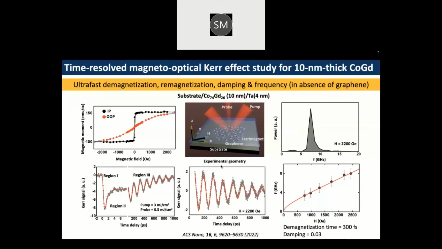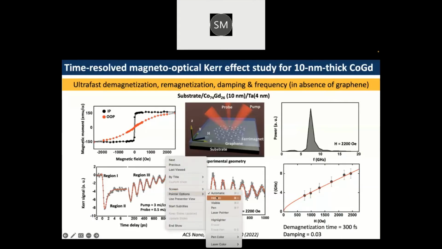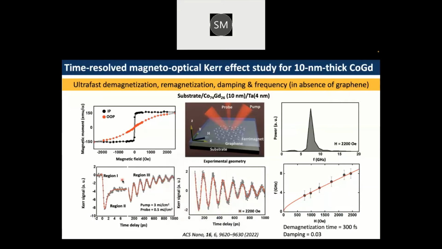So the full time resolved Kerr spectra. Let me take the pointer option for a while. Yeah, so the full time resolved Kerr trace is shown here. There are three prominent regimes. One is the ultrafast demagnetization, then there is fast remagnetization, and there is slow remagnetization with precession.